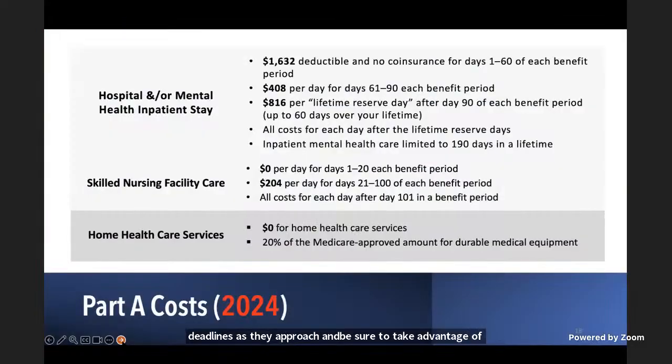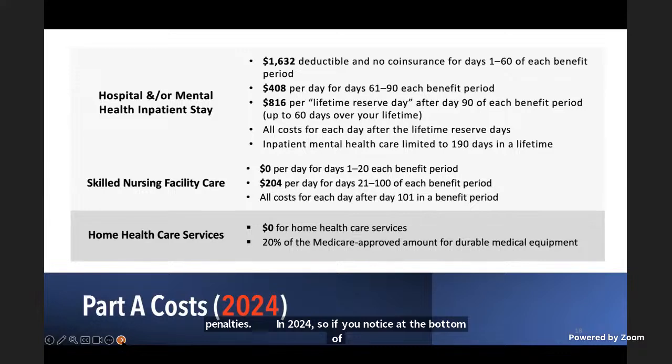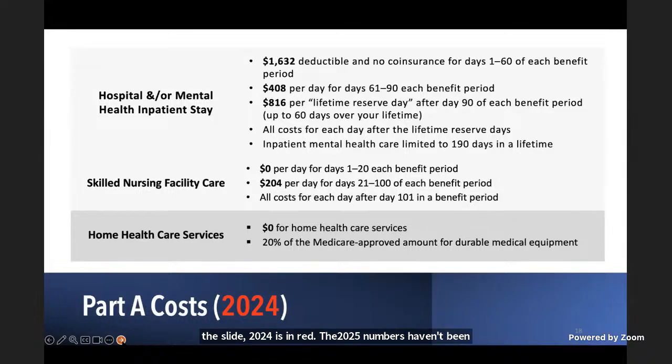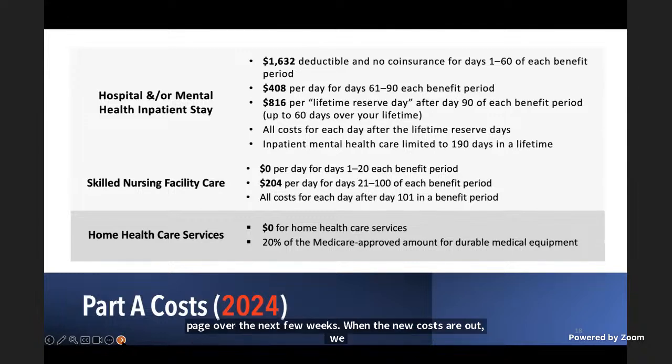In 2024, so if you notice at the bottom of the slide, 2024 is in red. The 2025 numbers have not been released yet. So we'll mention this a couple of times during the session, but following this session, when the 2025 numbers are released, one of the first things we'll do is publish a blog post with that information on it, and we'll post it to the event page. So keep an eye out on the event page over the next few weeks. And when the new costs are out, we'll get them updated. But in 2024, these were the costs.